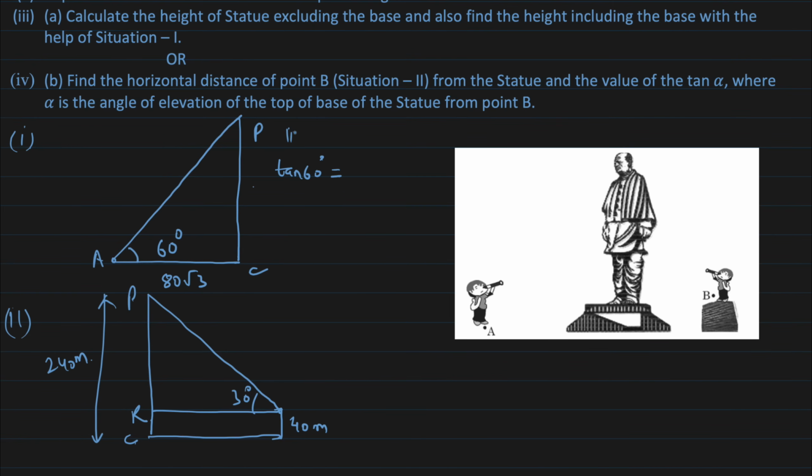I am doing part A of the third question here. OK, so what you have: tan 60 is PC by AC, which is PC by 80 root 3, and tan 60 is root 3. So PC by 80 root 3, so PC will be 80 root 3 into root 3. So 80 into 3, it is 240 meters only. We got it. What is given to us?